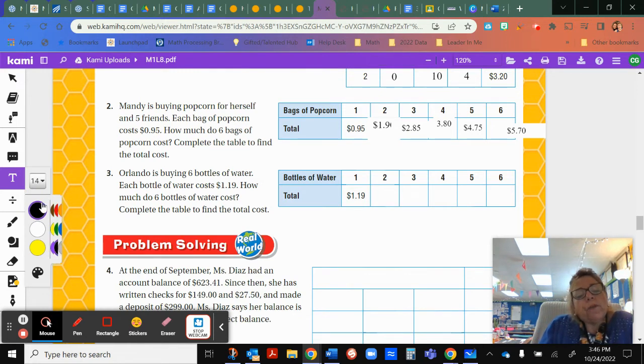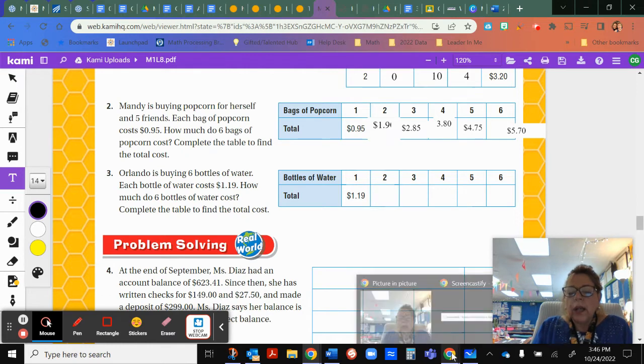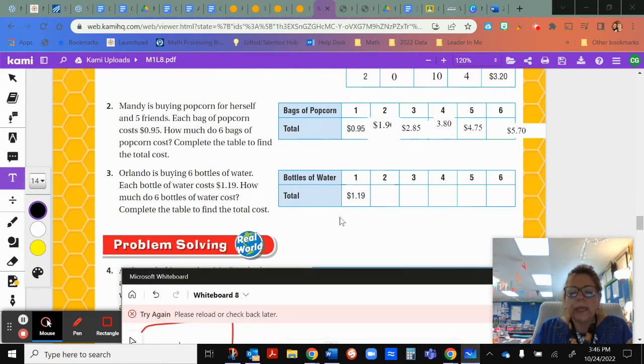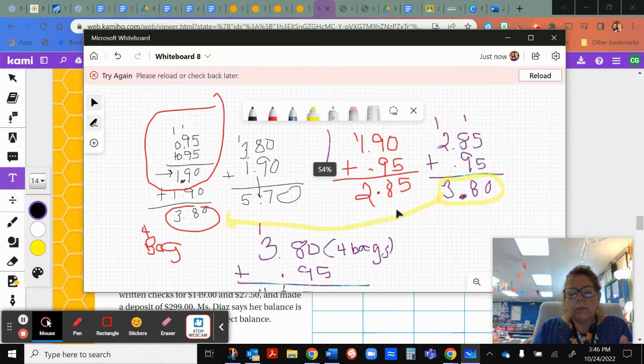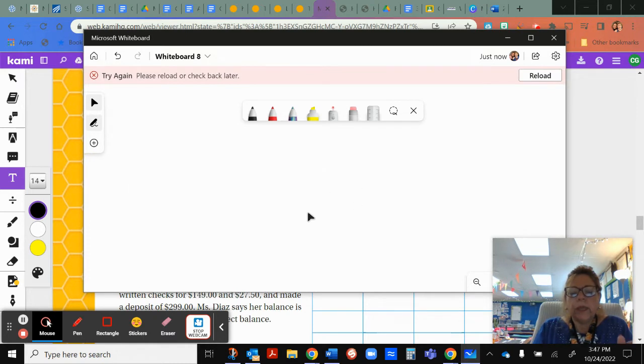Orlando is buying 6 bottles of water. Each bottle of water costs $1.19. How much do 6 bottles of water cost? Now, if you're wanting to multiply, we'll get into that Wednesday. That's great. You want to estimate it and then round up and then subtract out. That's fine too. I'm going to go ahead on this one right here and clear the board there. And I'm just going to add $1.19 6 times. I'm just going to do repeated addition.